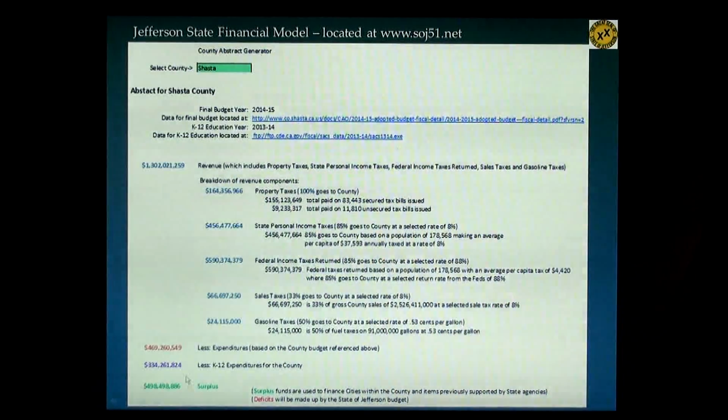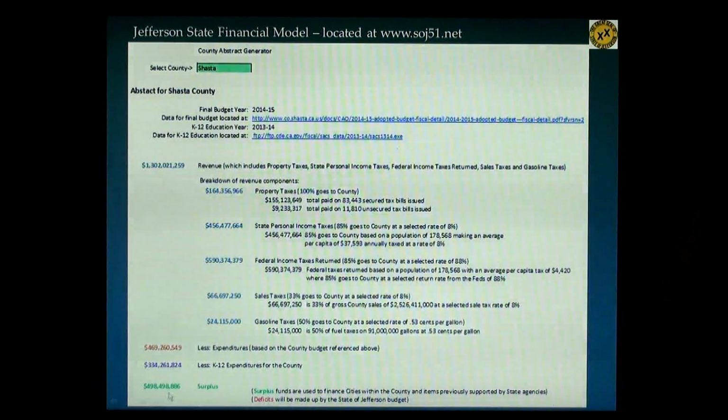We have our $1.3 billion in revenue. We have our $469 million in budgeted expenditures by the county, plus $334 million spent on K through 12, and the county of Shasta winds up with a surplus of $498 million plus.